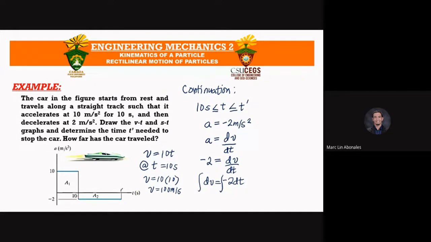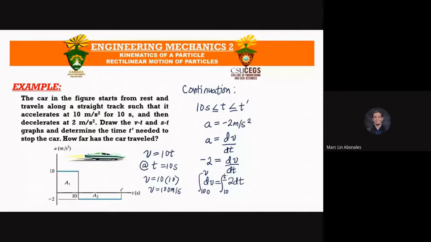The two expressions have a common time, which is the 10 seconds. So that's why you can use the other expression for you to solve the velocity. For the lower limit here, that would be 100, and the upper limit is still the variable v. On the right side, the lower limit is 10, because it started at 10 seconds, then the upper limit is the variable t.